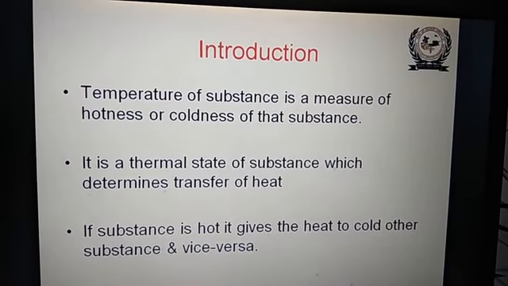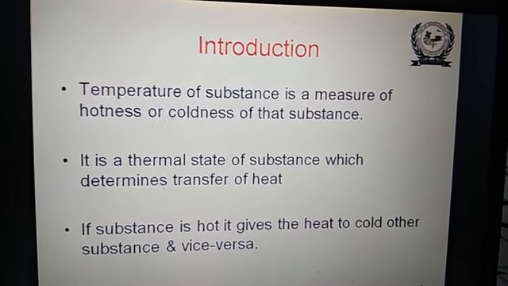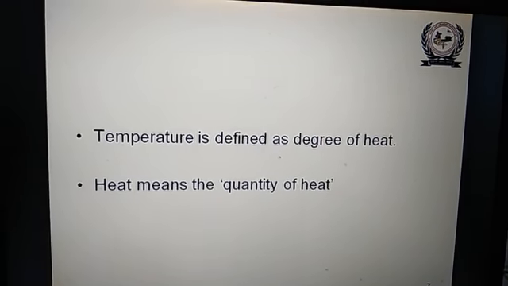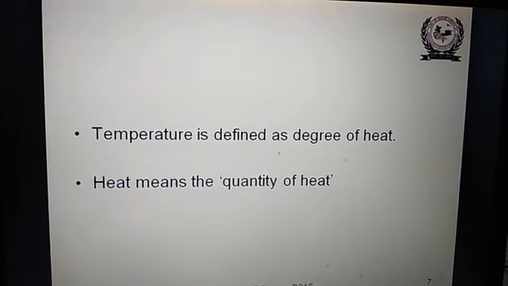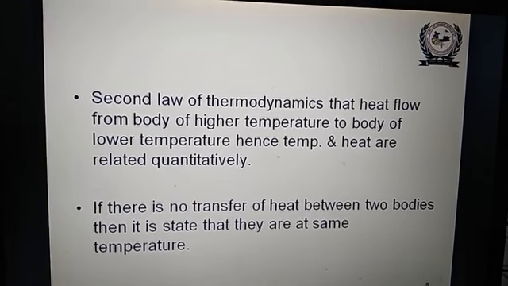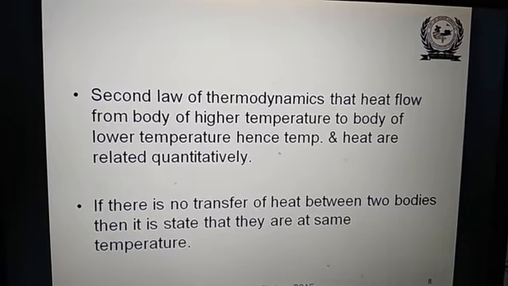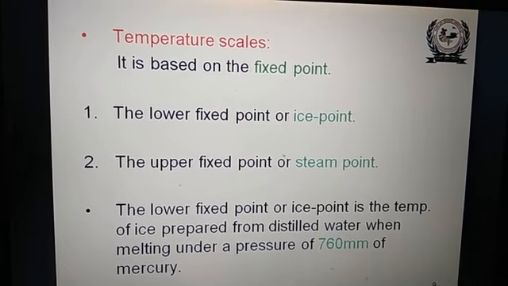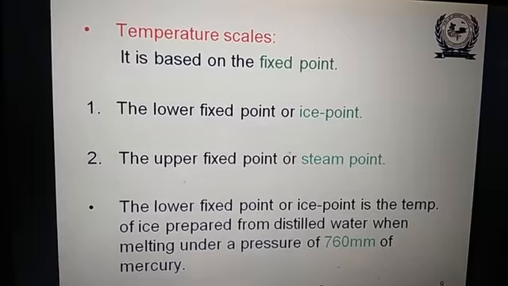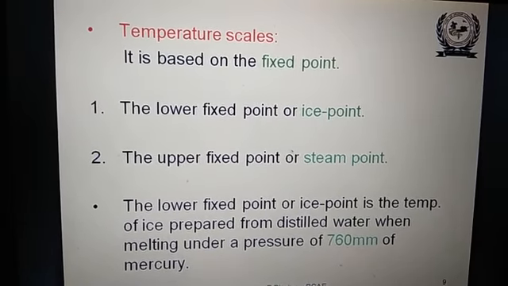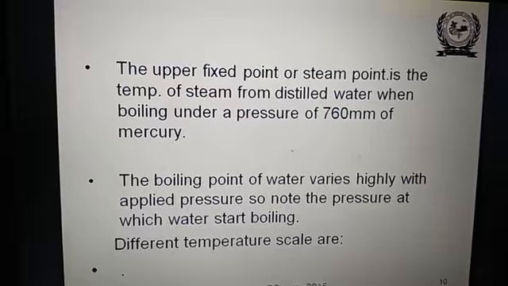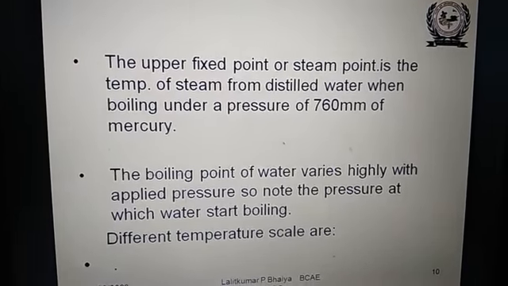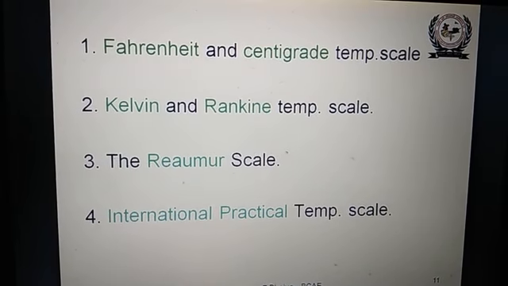This introduction we have gone through. What is temperature? How can it be measured? Temperature of a substance or temperature of a body is a quantity of heat. Laws of thermodynamics are applicable to this. Temperature scales we have seen with respect to two points, the lower fixed point, the ice point, and the upper fixed point, the steam point, with the level of 760 mm of mercury.